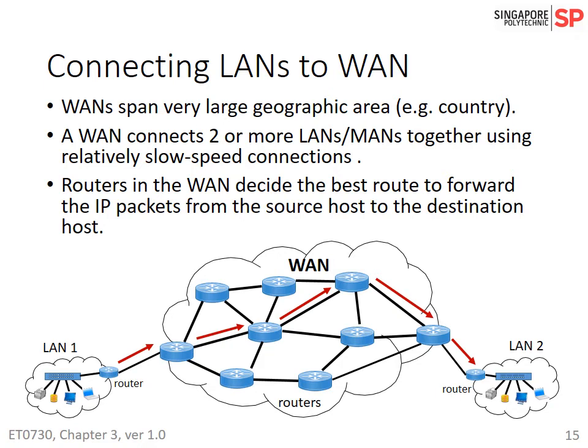Okay, next we look at wide area networks. A wide area network is used to connect local area networks that are separated by a large geographical area. So let's say we have two local area networks that are far apart. We use a wide area network to connect them. You connect two or more local networks together, and the link is normally of a slower speed because of the distance. It's further apart, so the wires are longer, the number of wires you can use is also limited, so normally the speed is slower.